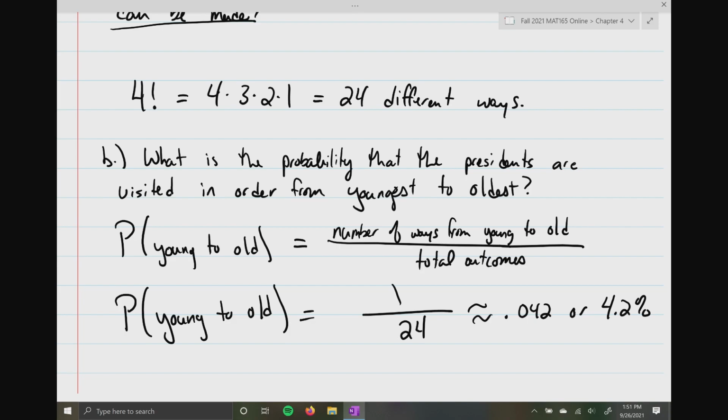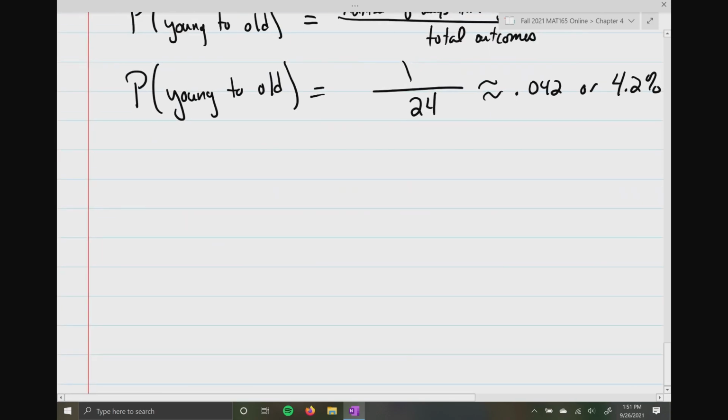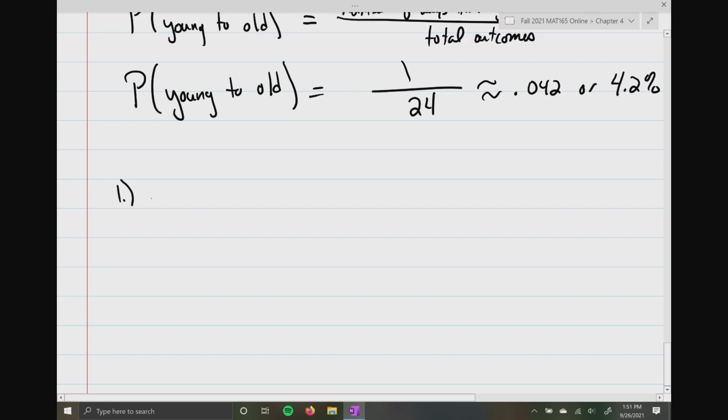All right, so just to sum up everything that we've done so far. 1, we've learned the multiplication counting rule.